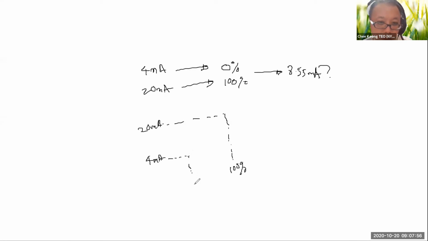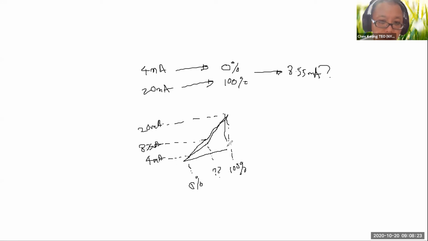This part here is 0%. Now, of course, you have 8 point something percent, 8.55 milliamp. And this will be a linear straight line, right? I try to draw it as straight as possible. Very straightforward, right? Now, first thing you can see that there is a triangle.